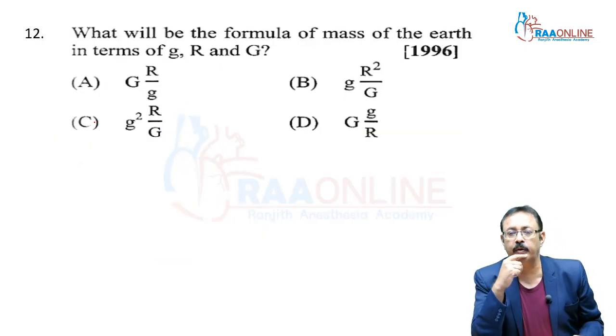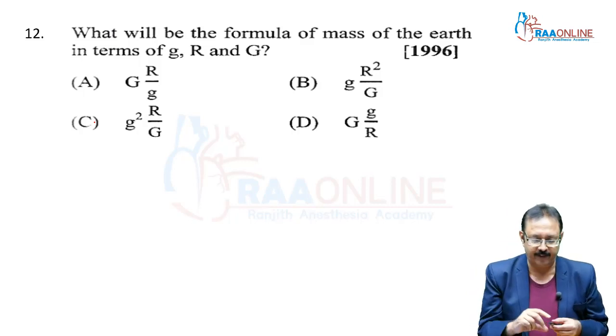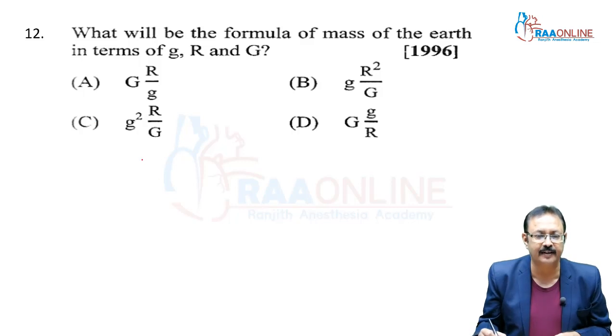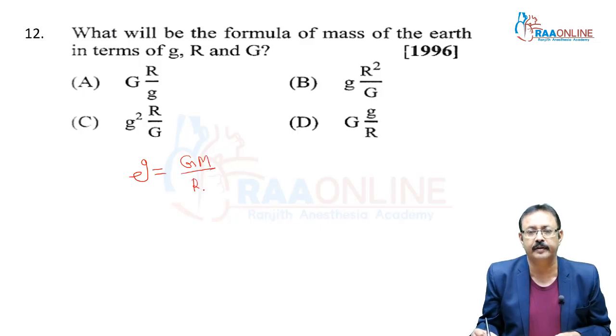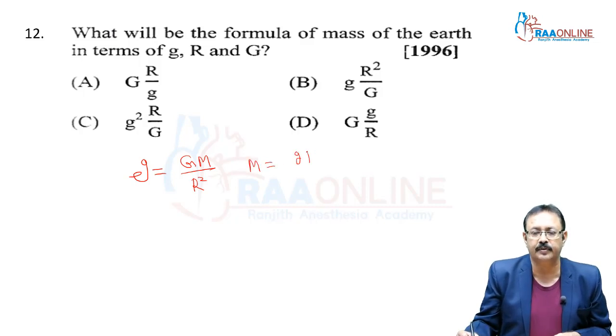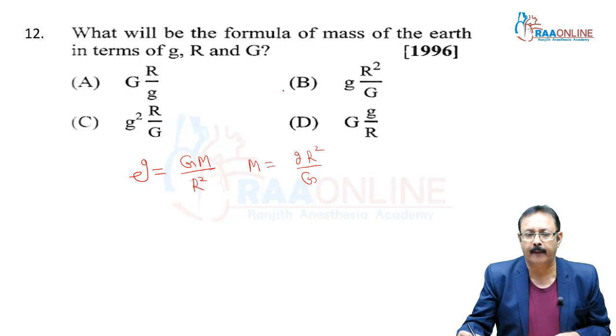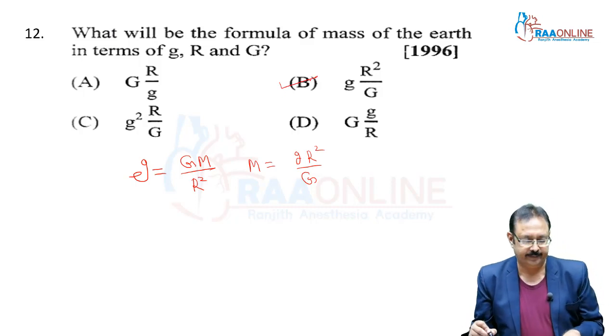What will be the formula of mass of the Earth in terms of g, r and capital G? Again, a very simple formula. We know that g is equal to GM by r square. So mass of Earth should be equal to g r square by G. So going with B.